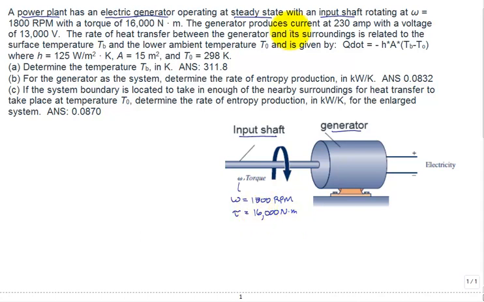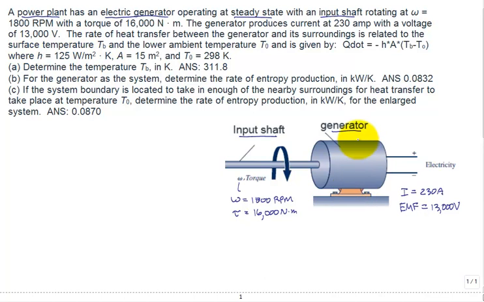All right. It also produces current over here, electricity. So you have the current, let's say I is a good symbol for current, 230 amps, and a voltage of 13,000 volts. I like to use E for electromotive force, maybe just EMF. Electromotive force is 13,000 volts. Okay. The rate of heat transfer between the generator and its surroundings is related to the surface temperature.